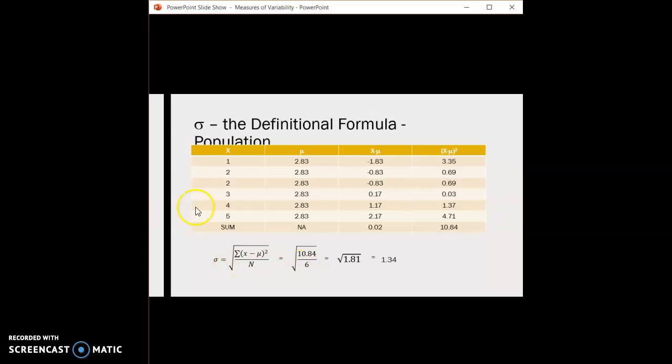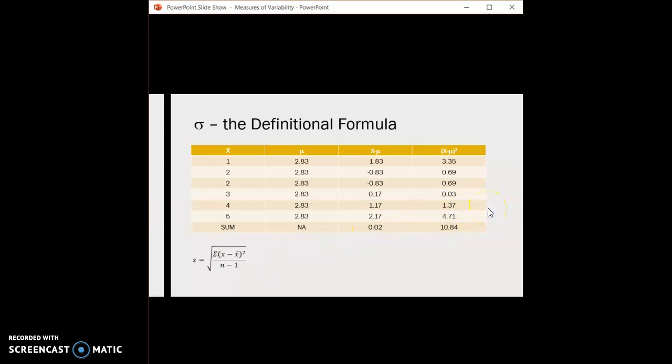So if we were to treat this set of 6 scores as a population, we would divide by n, or the total number of cases, and that would give us a standard deviation of 1.34. Population standard deviation of 1.34. We know it's population because we're using Greek letters. We also know it's population because we're dividing by n, not n minus 1.